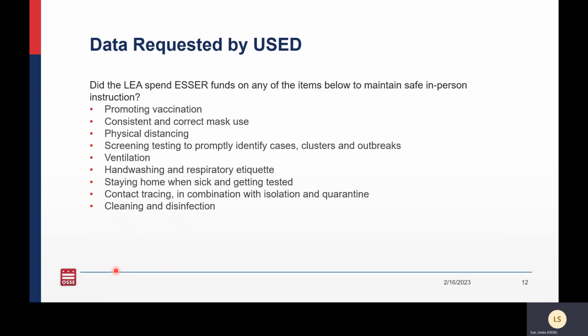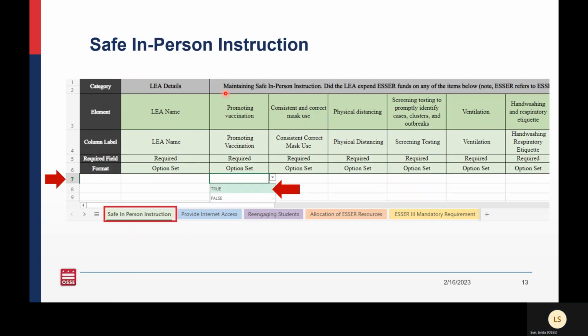So in the template, what this looks like is this. You'll see the main question across the top. And then here you will just mark true, false. So if you spent ESSER money on promoting vaccination, true, false. Consistent, correct mask use. If you spent money on that, you hit true. If you didn't, you hit false.